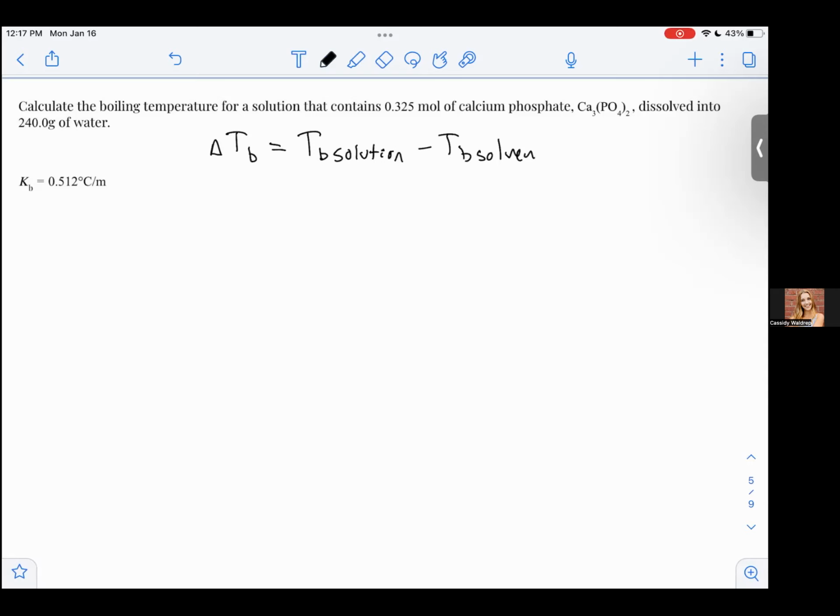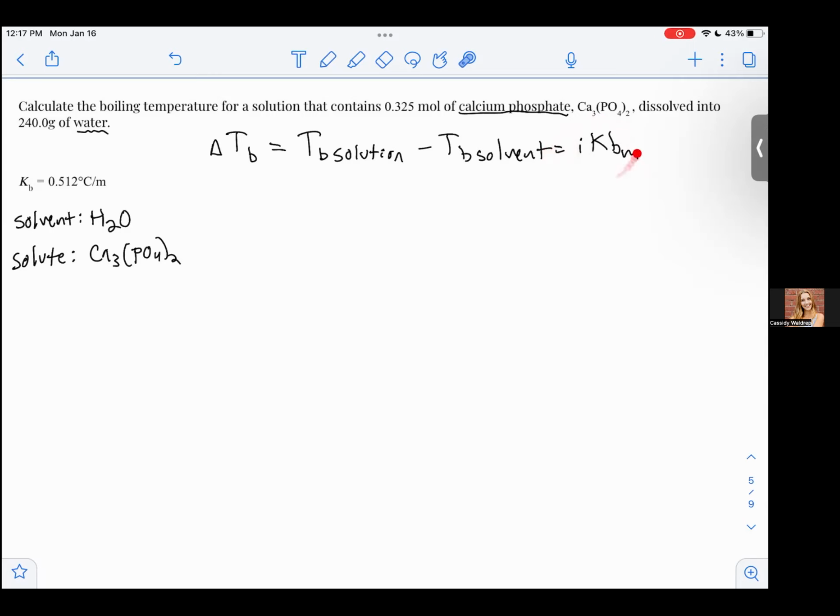Okay, so here we have the full equation. Now, this is kind of where it's like, wait, where do I start? Let's define our solute and our solvent. So our solvent, right, is our liquid. So our solvent is water. It tells us right here that we have water. And then this is our solid, which must be our solute, calcium phosphate. Okay, so let's go now through these variables.